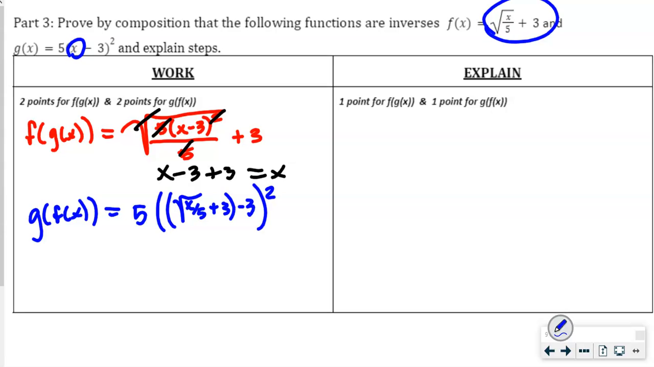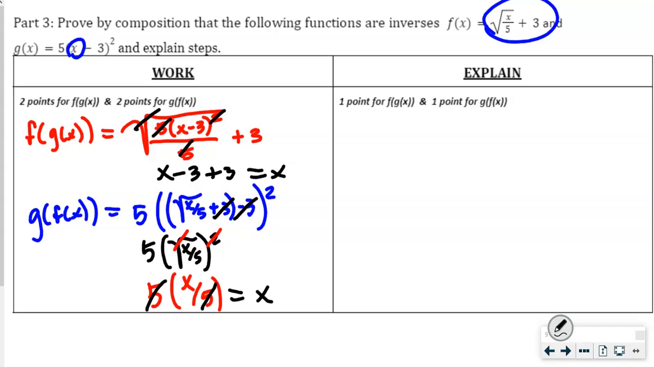Looking in the parentheses again, the plus 3 and negative 3 cancel. So that's going to give us 5 times the square root of x over 5, squared. Now what happens to that square root and that square? Again, these two cancel each other out, so this is going to be 5 times x over 5. Those 5's cancel each other out, right? So that's still going to be equal to x.